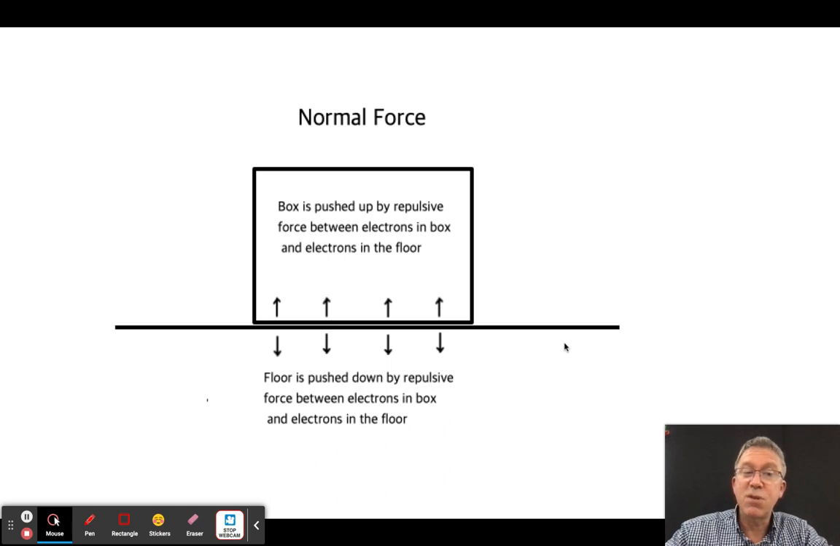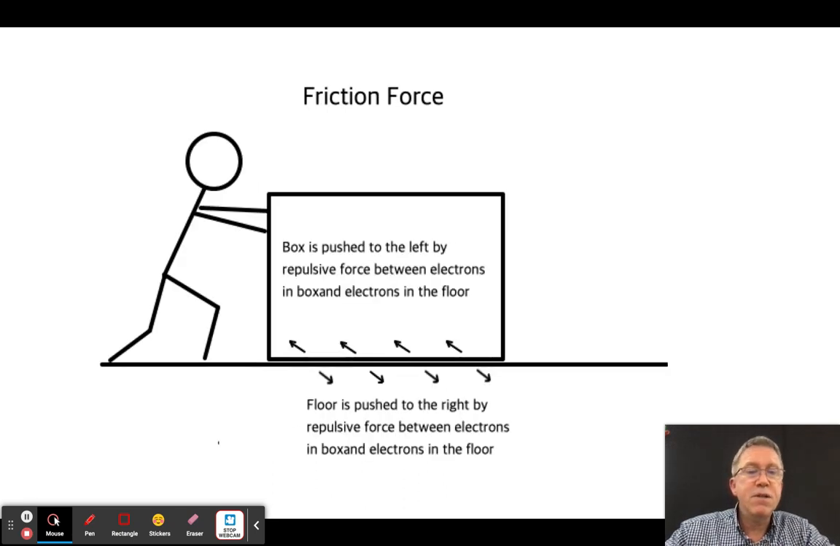And remember, it's an inverse square with distance. So as they get closer and closer together, that repulsive force becomes quite significant. And the friction force is a similar thing. If this box was just at rest, then atoms here would be wiggling, atoms here would be wiggling, and they'd be pushing each other in random directions, which would sum to zero. And that's why the box doesn't go anywhere.